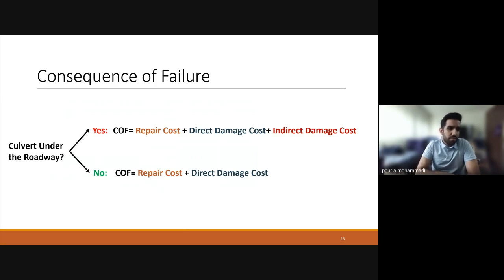When a culvert is under the roadway, the consequence of failure is equal to repair cost plus direct damage cost plus indirect damage cost. But when the culvert is not under the roadway, the consequence of failure is only equal to repair cost and direct damage cost. These costs are not real costs. These cost factors are relative costs, and they are good for prioritization, not for the cost of real failure.